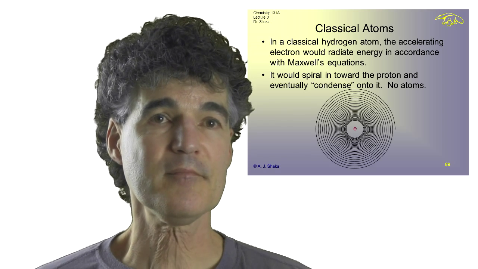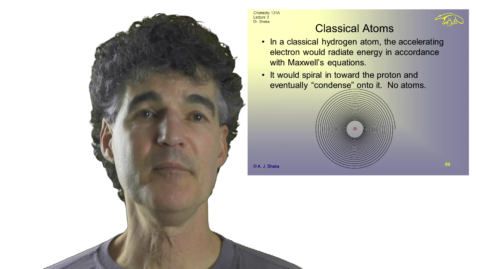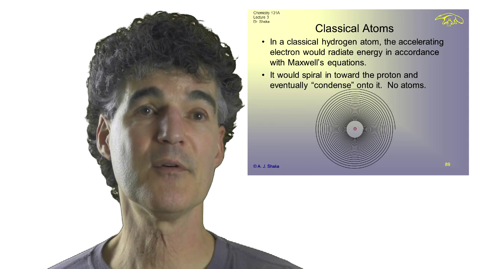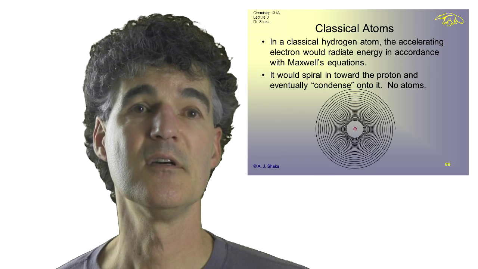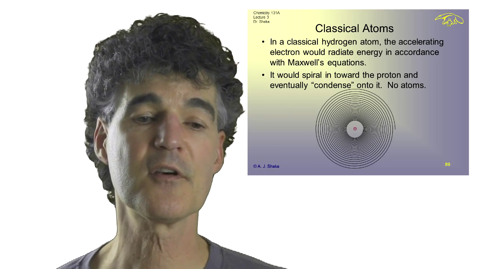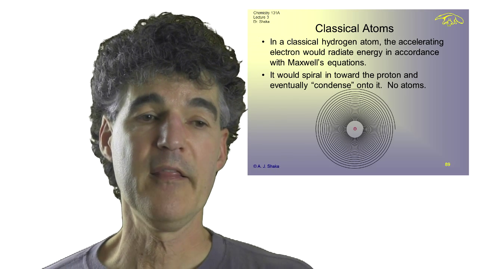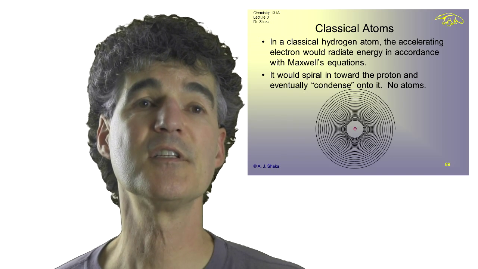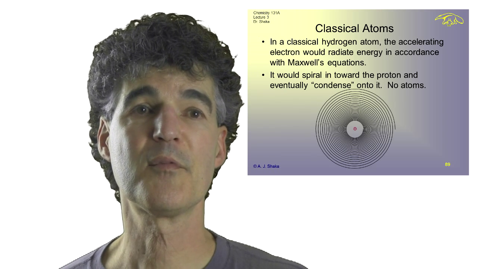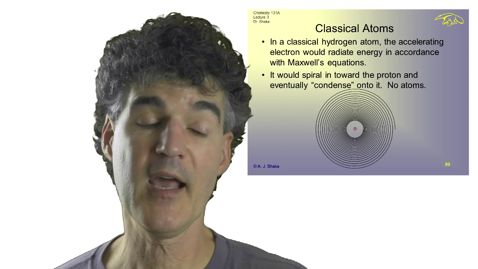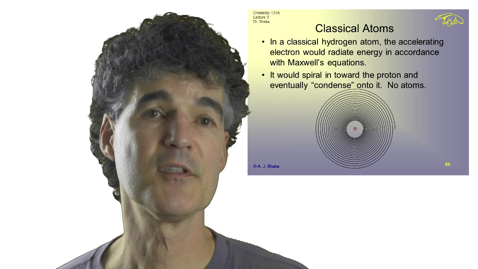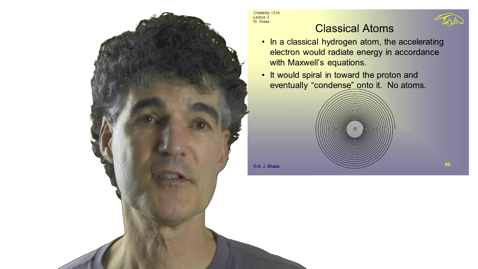Let's talk now about classical atoms. So in a classical atom, we have Maxwell's equations, and this was another problem actually at the turn of the century: it was fairly easy to work out that an accelerating charge would radiate energy in accordance with Maxwell's equations. But if the electron, which is certainly accelerating, goes in a circle around a positively charged nucleus, then it has to radiate energy, then it has to slow down because the energy doesn't come from nowhere. And what that means is that the electron would spiral in toward the proton and would eventually condense onto it. And if that happened, there wouldn't be any electrons around to make bonds, and so there wouldn't be any molecules, there wouldn't be any life, there wouldn't be any atoms even. There would just be like a neutron star or something with just all this condensed matter.